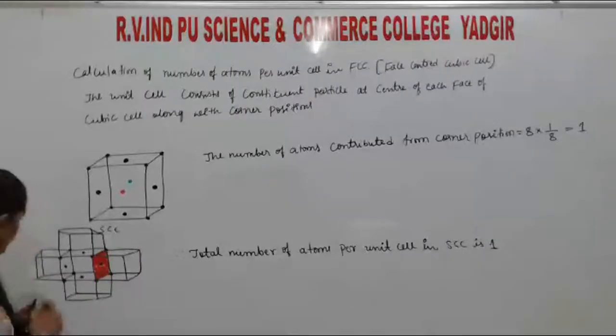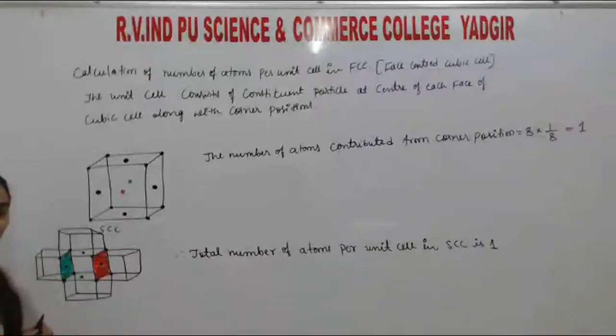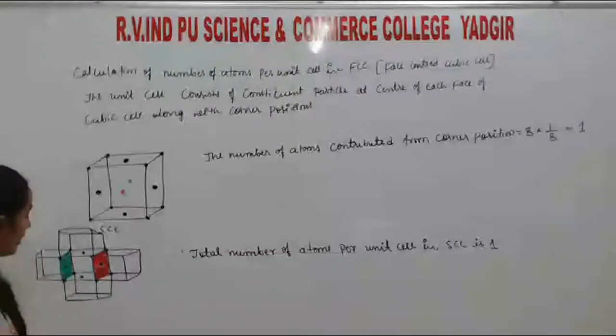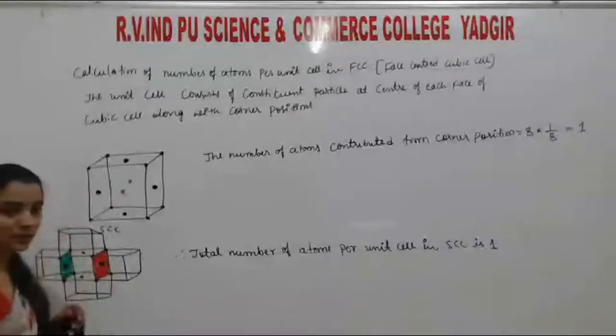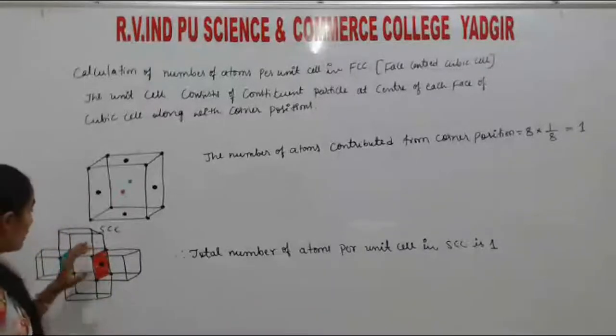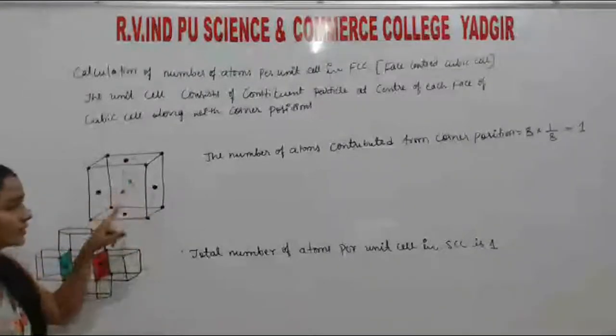For this, this one is the common face. You have written that, you know. These are the common. Means each constituent particle at the face center is shared between two unit cells. So like that, how many face centered are there? 1, 2, 3, 4, 5, 6.